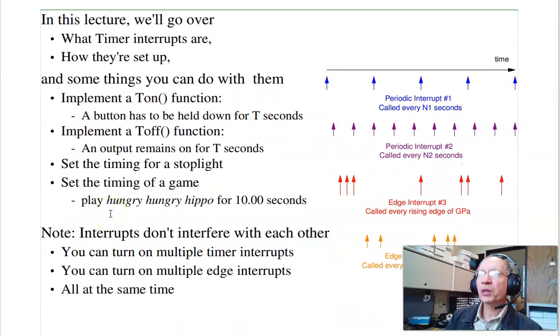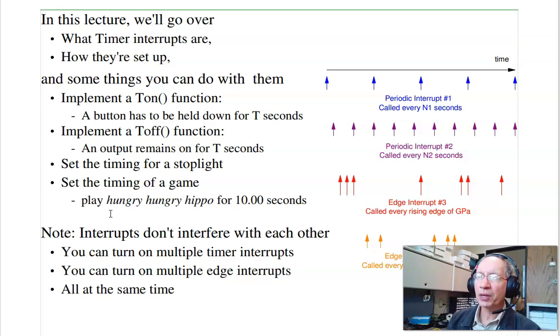So in this lecture, we're going to go over what timer interrupts are, how they're set up, and some things you can do with them, such as I can implement a t-on function. An event won't happen until I hold the button down for, say, 5 seconds. Like if you want to make sure that the person really wants the motor to turn on, you've got to hold the button on for 5 seconds. I'll implement a t-off function. When I turn off something, it'll hold for like 5 seconds, like a bathroom fan. I want the fan to keep on running for, say, 5 seconds after the light turns off.